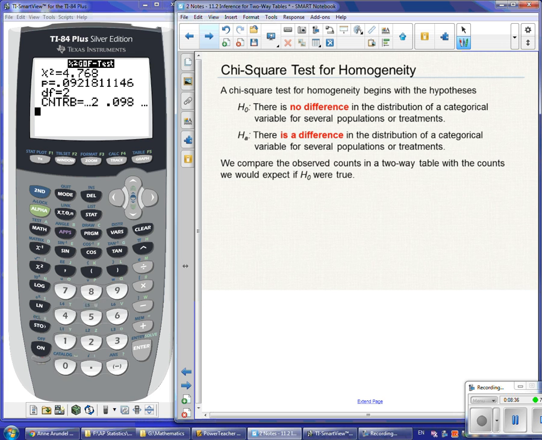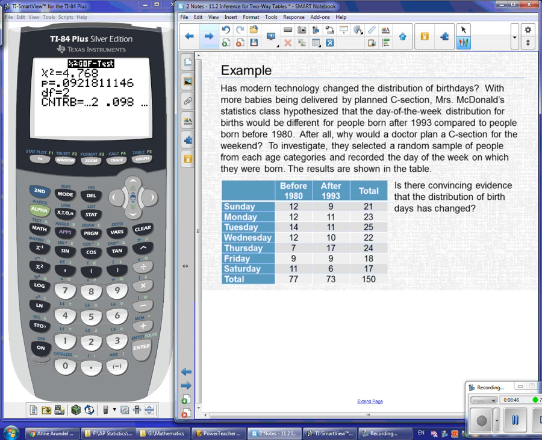So we compare the observed counts in a two-way table with the counts that we would expect if the null hypothesis is true. This is the same step that we would take with the goodness of fit, except it's a little bit more complicated. So let's take a look at an example.